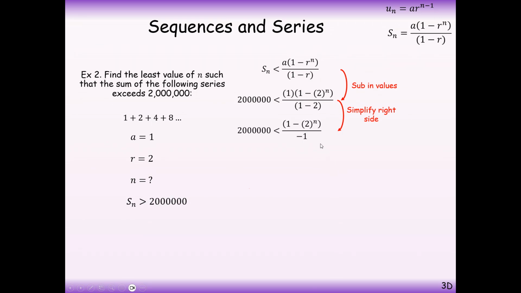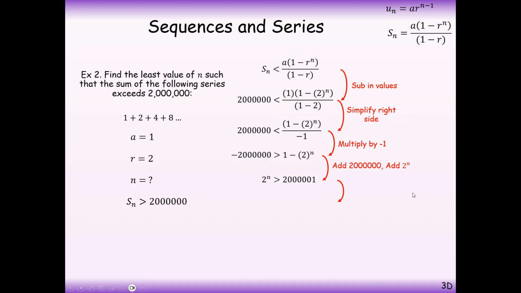Be very, very careful. Don't just copy and continue. When you multiply by negative 1, the inequality sign has to be flipped. If you don't do that correctly here, your answer will be wrong. Then the next step is to take care of the 2 to the power of n. I would add 2 to the power of n to both sides and add 2 million to both sides.